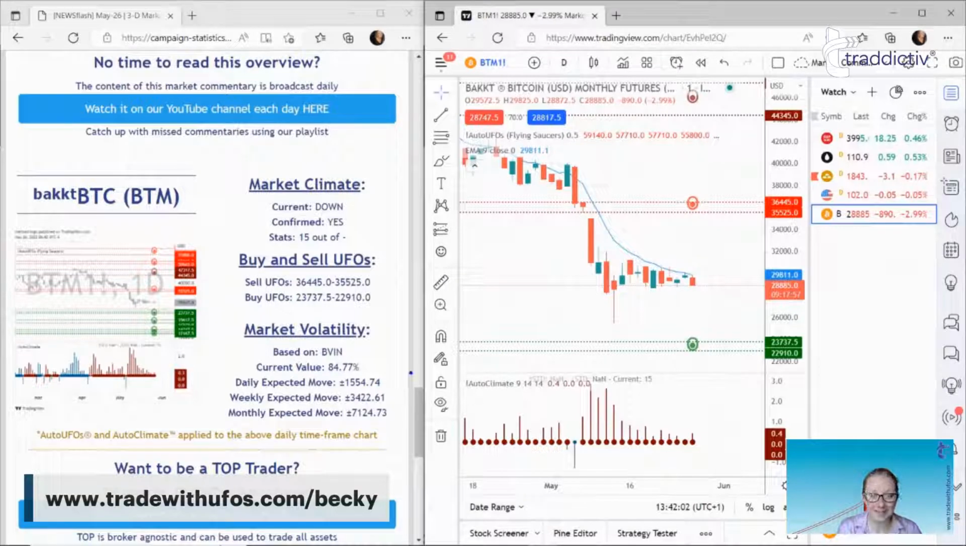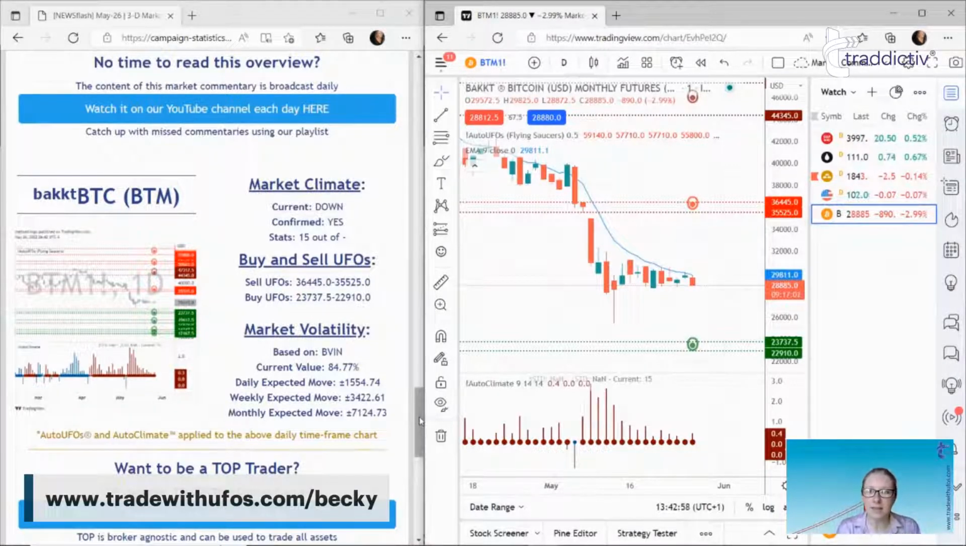In terms of volatility, in 1 year, we'd expect movement of 84.77%. So in a day, and I'll round up to the decimal place here, up or down of 1,554 points. In a week would be 3,422 points. And in a month, 7,124 points. That's movement up or down.